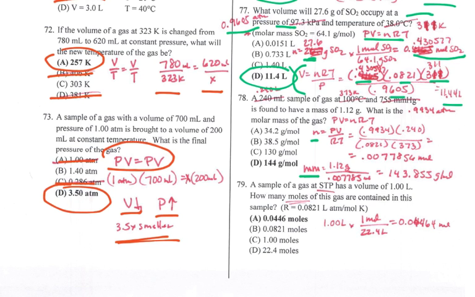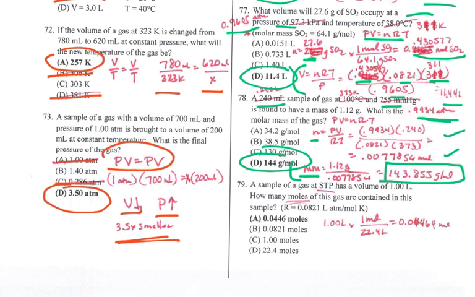So my pressure here has to be in atmospheres, so I convert my 755 to 0.9934 atmospheres. Convert my volume to liters, just move the decimal point, so 0.240 liters. And my temperature has to be Kelvin anyway, so 373 Kelvin. So PV equals nRT, n equals PV over RT. Substitute in my values, I get 0.0077856 moles. So 1.12 grams is to 0.007785 moles as 143.855 grams is to 1 mole. And that rounds off to 144 grams per mole.